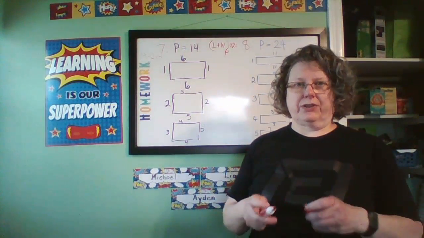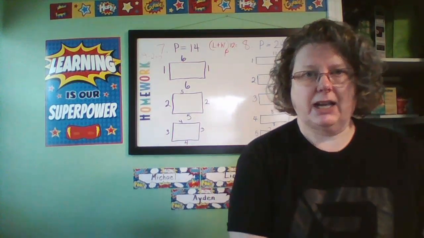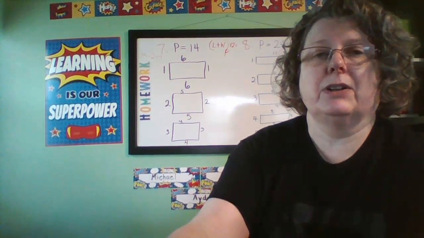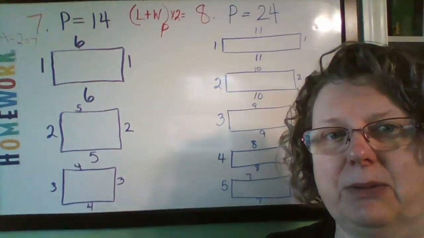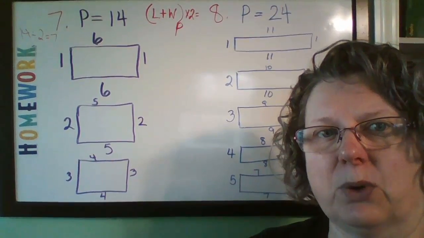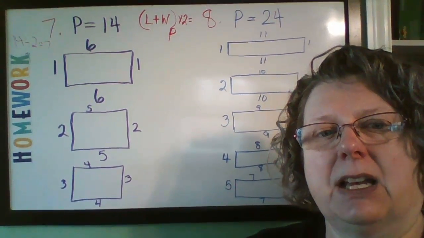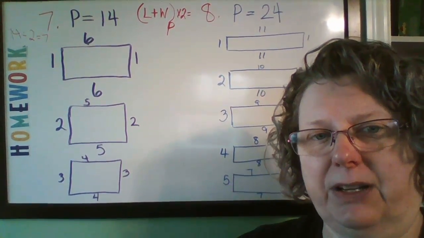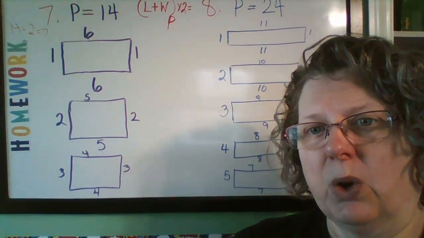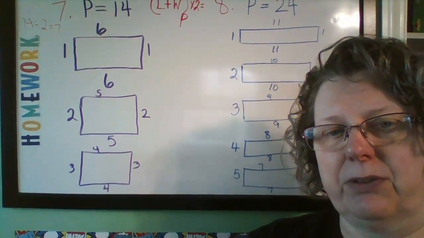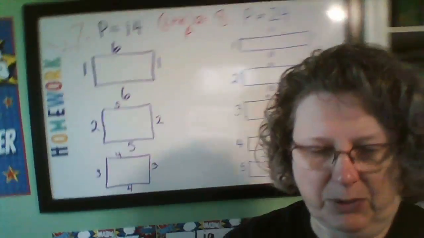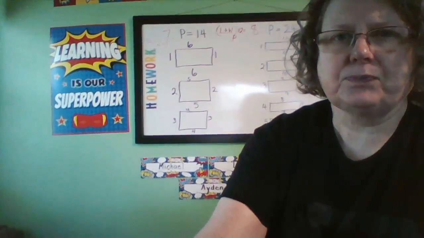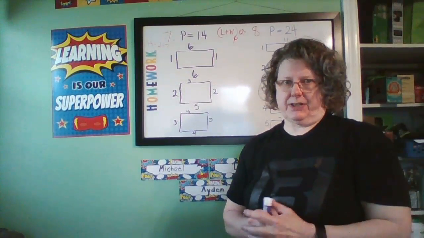So I need to draw the rectangles that could have a perimeter of 14 where 2 sides add up to 7. So I could have 1 and 6. I could have 2, 5, 2, 5. Or I could have 3, 4, 3, 4. Those are my possibilities.